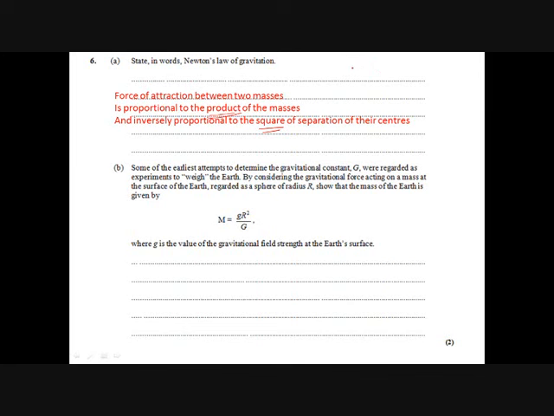If you really want to, you can write F equals GMM over R squared, but you've got to go through and annotate that to say that this is the mass of one object, the mass of the other object, and the separation of their centres.